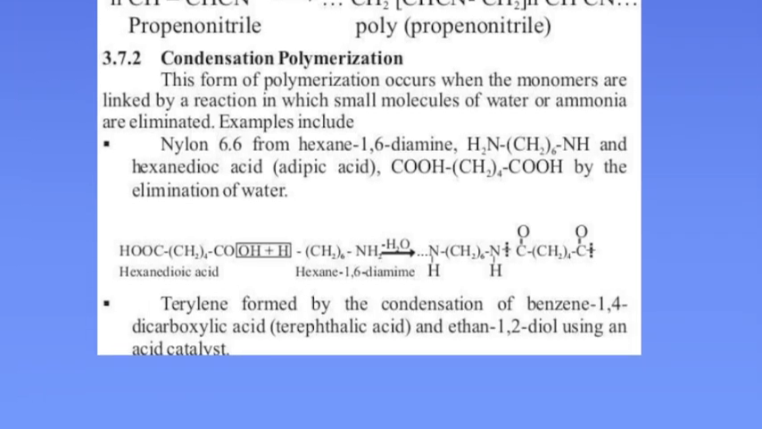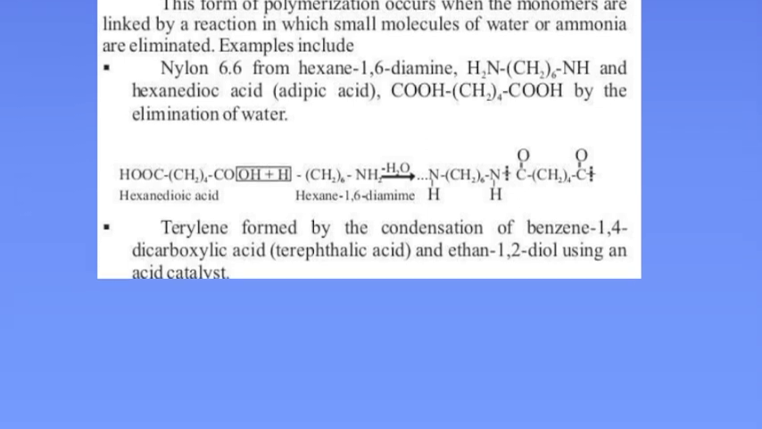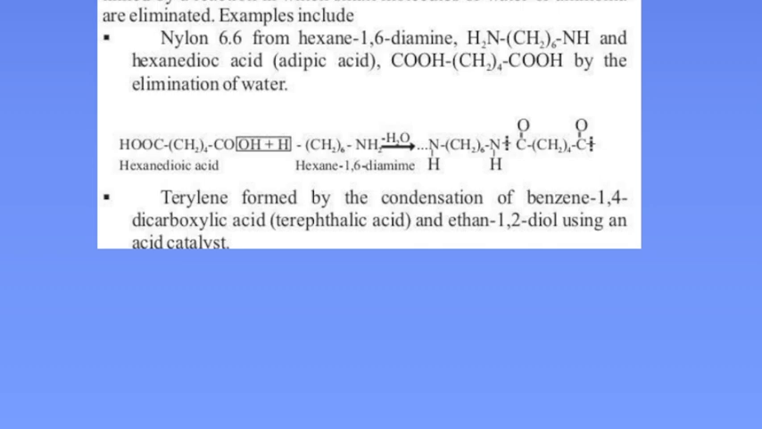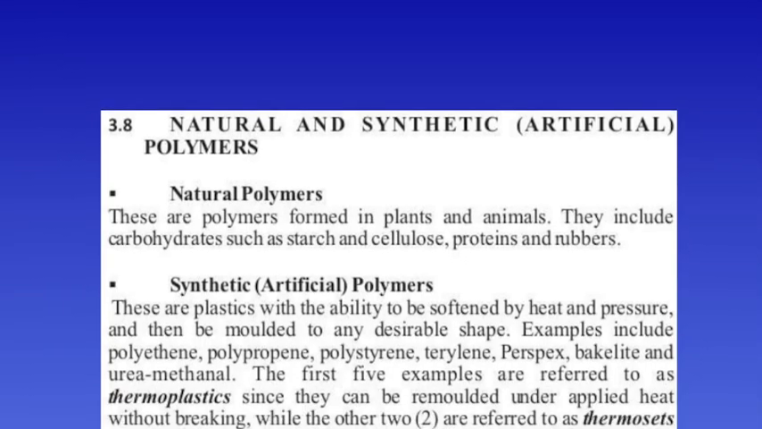In condensation polymerization, monomers are linked by reactions in which small molecules of water or ammonia are eliminated, as I mentioned. Nylon 6,6 is formed by a combination of hexan-1,6-diamine and hexanedioic acid. Another name for hexanedioic acid is adipic acid. So when you think about nylon, the two monomers of nylon are hexan-1,6-diamine and adipic acid. On the other hand, terylene is formed by condensation of benzene-1,4-dicarboxylic acid, which is terephthalic acid, and ethan-1,2-diol, using acid as a catalyst.